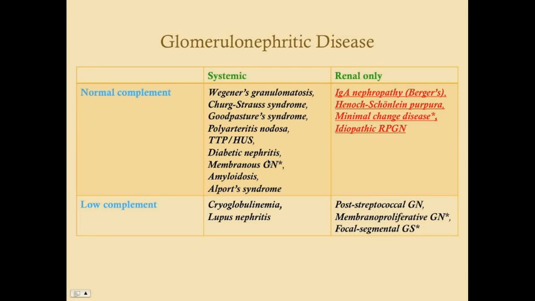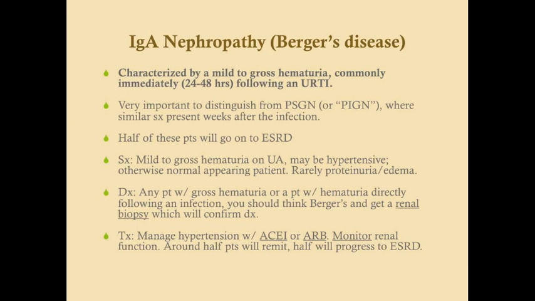So now we're going to talk about the glomerulonephritides that are limited to the kidneys, and the first four we'll talk about are the ones with normal complement. So IgA nephropathy, otherwise known as Berger's disease, is characterized by a mild to gross hematuria, and this is what's most important, commonly immediately following an upper respiratory tract infection.